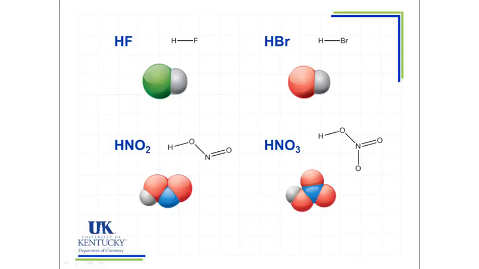Here we have four acids pictured. We have two binary acids, meaning they contain two elements, HF and HBr, and we have two oxyacids because they're formed from the polyatomic ions of nitrite and nitrate. However, what we see in common in all four of these acids is that they all have a hydrogen present that can be removed, and it's this dissociation or ionization of this hydrogen ion that lends to the acidity of this molecule.